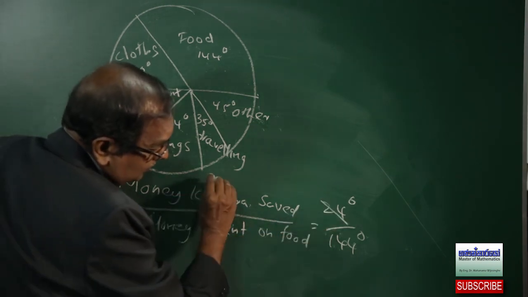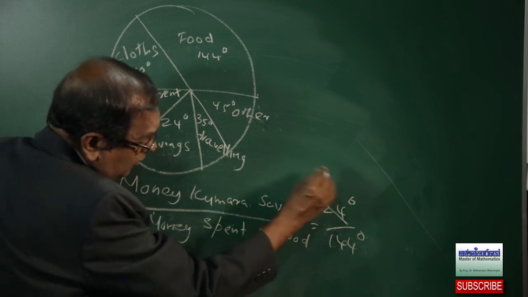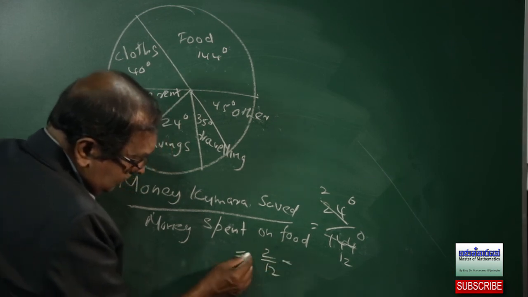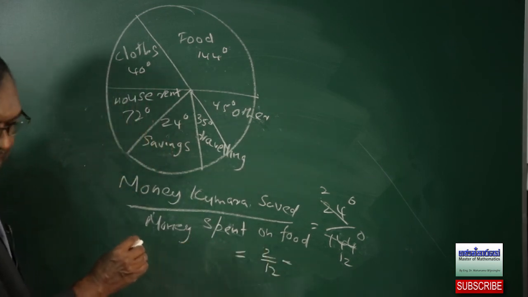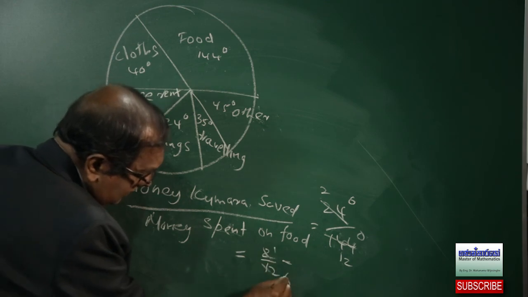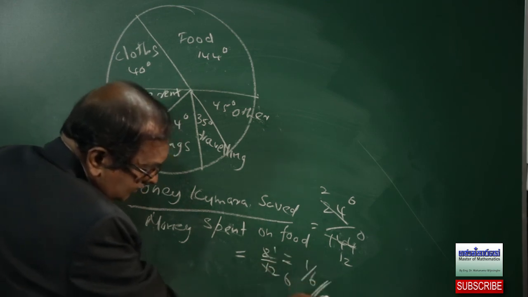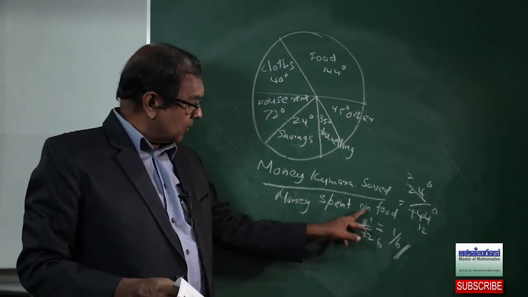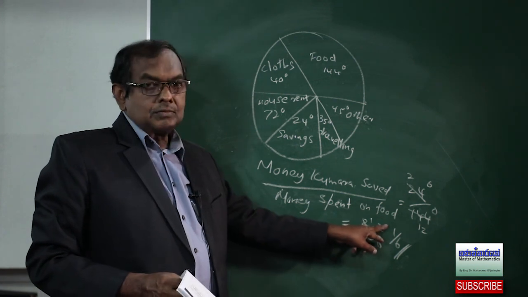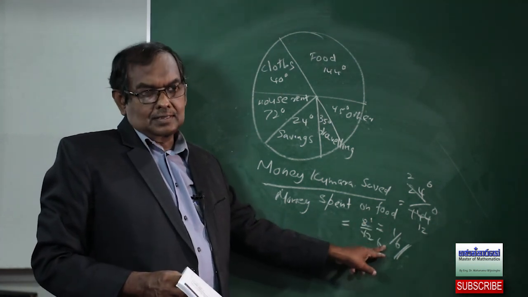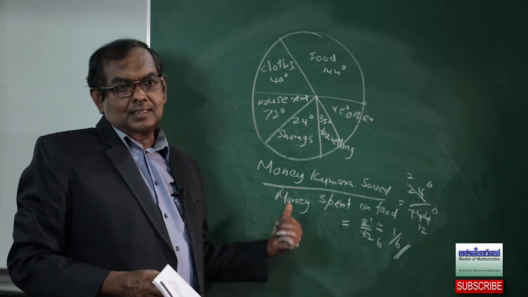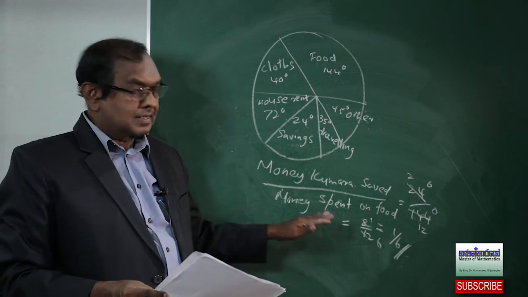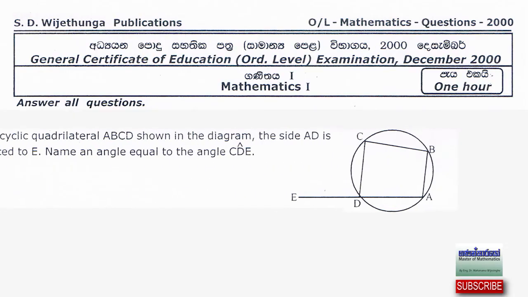The ratio is 24 to 144. We divide this by 12, giving 2 over 12, and we can divide it by 2 again, giving 1 over 6. The answer is 1/6. The money Kumar saved divided by money spent on food is equal to 1/6. This is the answer. We can directly get the answer from this pie chart by considering the angles without considering the rupee value. Question number 17.